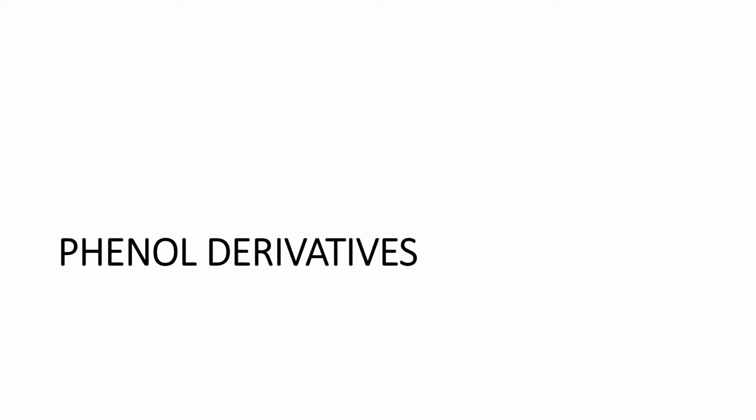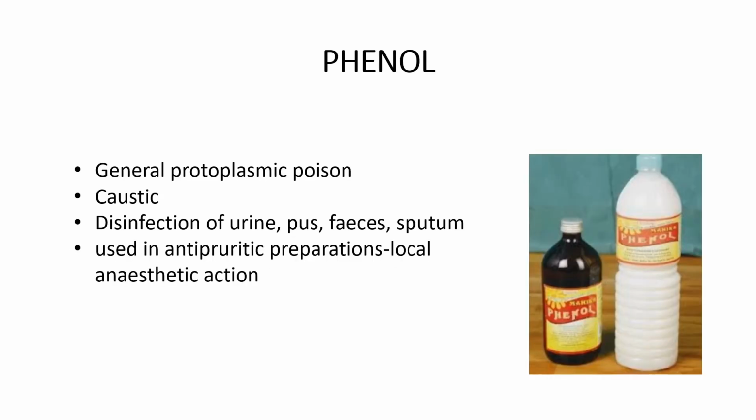Among phenol derivatives, we have phenol. Phenol was the first antiseptic used, and it is a general protoplasmic poison, and it is very caustic to the skin surfaces. It is mainly used for disinfection of urine, pus, feces, and sputum. Phenol is also used in some antipruritic preparations because it has some local anesthetic action as well.